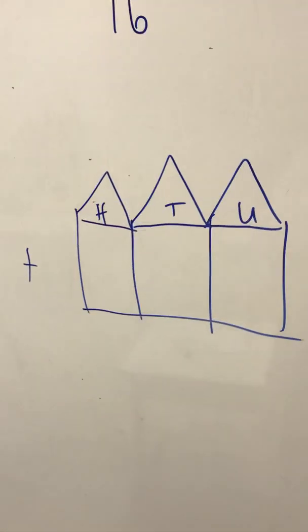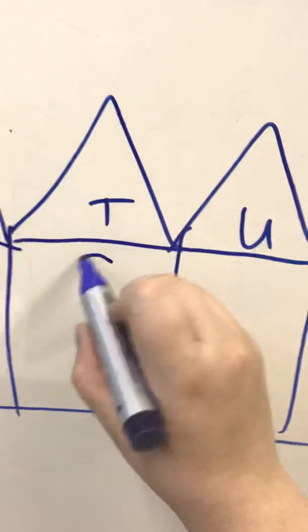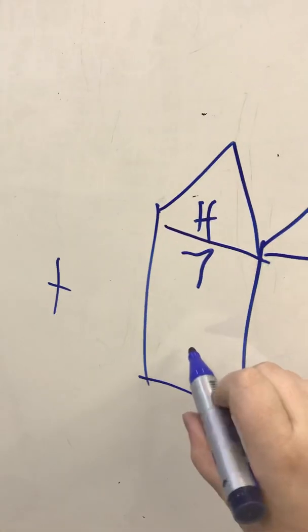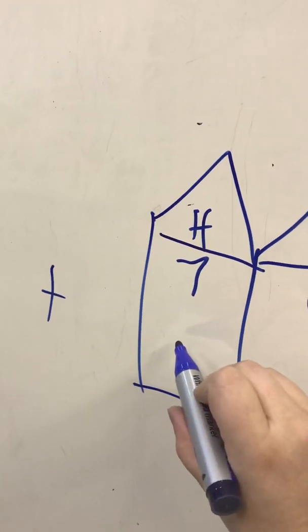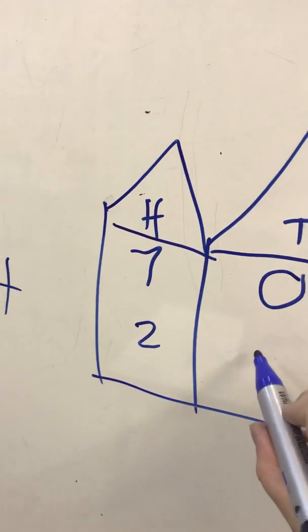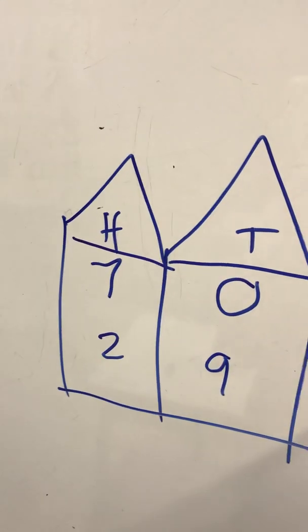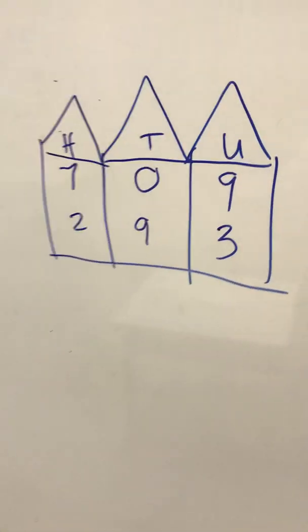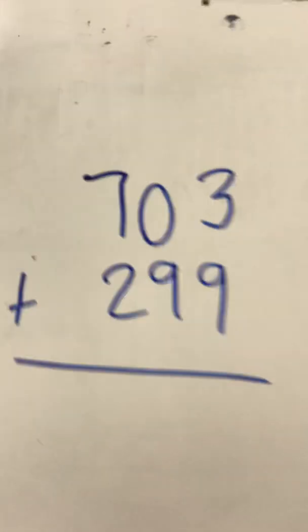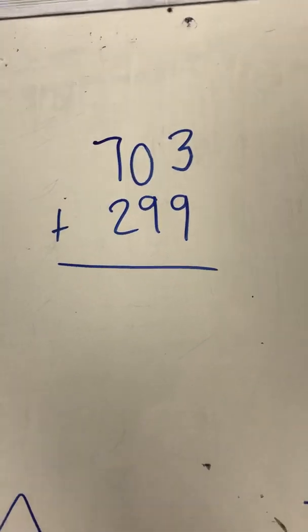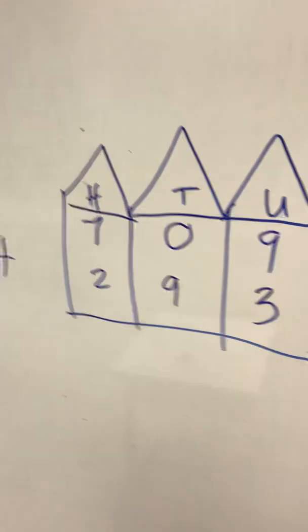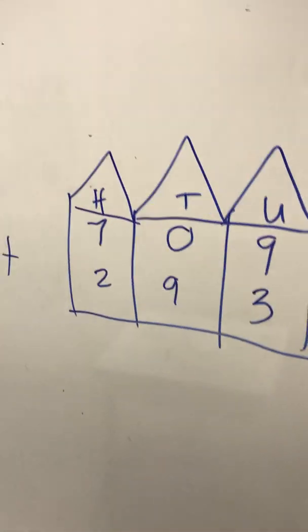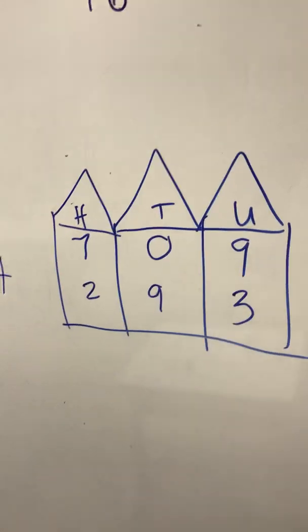Good. Hundreds, tens, and units. Let's do 709 plus 293. Now this might look scary if you just saw these numbers like this. If you just saw the numbers like this, you would go, I can't do that, I can't do that, I can't do that. But then we put it into our houses, and all of a sudden it's much simpler.